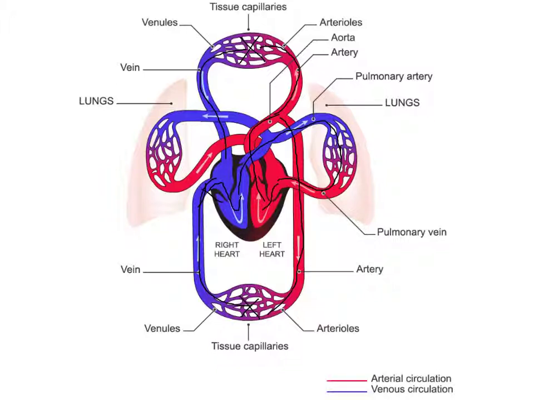Notice on this diagram again, the red colour is representing oxygenated blood and the blue is representing deoxygenated blood. Arteries take blood away from the heart and veins take blood back to the heart. Arteries usually carry oxygenated blood, except for the pulmonary artery. Veins usually carry deoxygenated blood, except for the pulmonary vein.